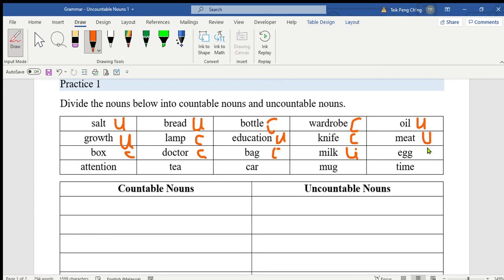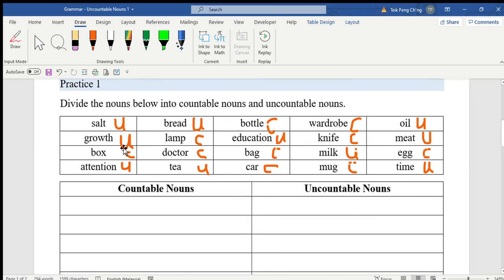Egg, countable. Attention, uncountable. Tea, uncountable. Car, countable. Mug, countable. Time, uncountable. Now look at the number of countable nouns and uncountable nouns. They must be equal, ya. So bilangan mereka mestilah sama.